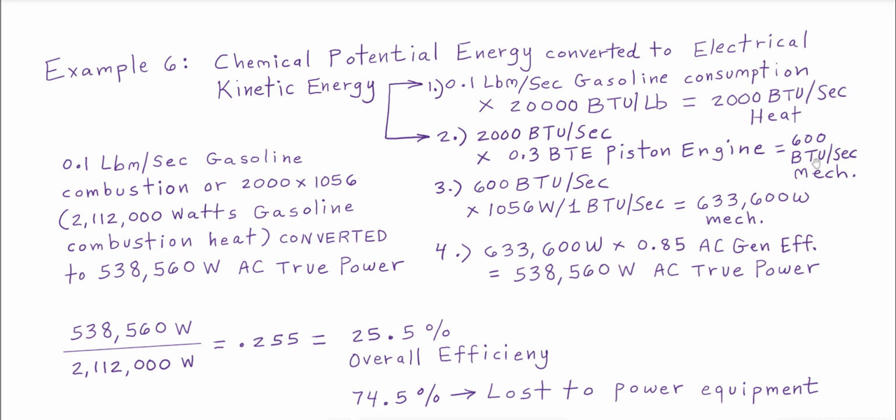So that's in a thermal metric, and we know that 1056 watts is the amount of power equal to 1 BTU per second. So we can take the 600 and multiply it times 1056. So the mechanical power output that we can use at the crankshaft going to the AC generator is 633,600 watts of mechanical power that is driving the AC electrical generator.